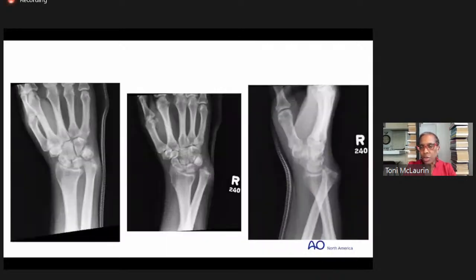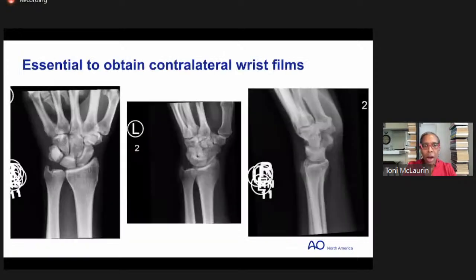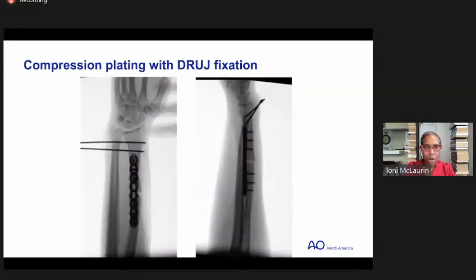And so here are just wrist x-rays showing you, and you can see the huge prominence of the ulna there. And then here, he did have a normal wrist on the other side, and this is absolutely essential to get the normal side. And you see the x-ray tech was a little bit confused which was which side as well. And so this was just a pretty straightforward compression plating with DRUJ fixation. Is it fully out to length? I don't think so, but I tried really hard.